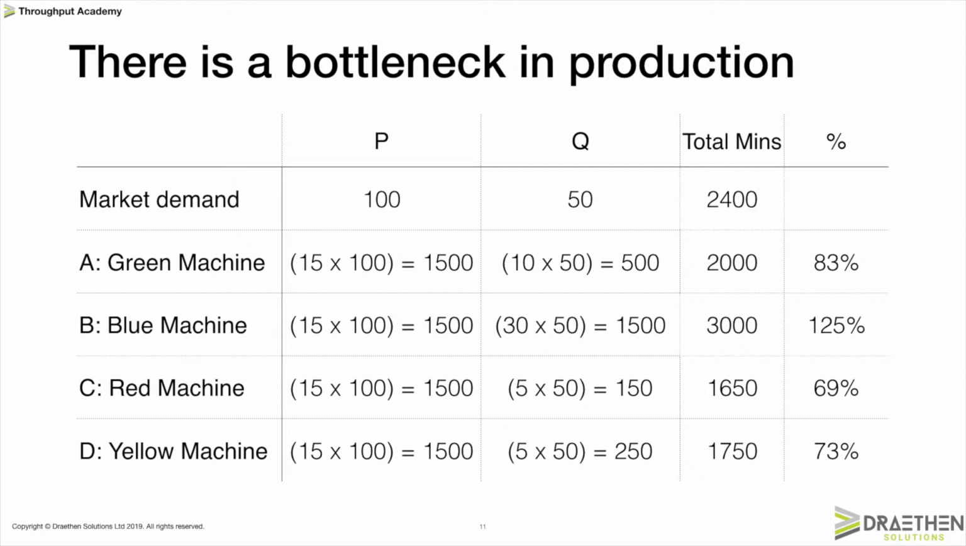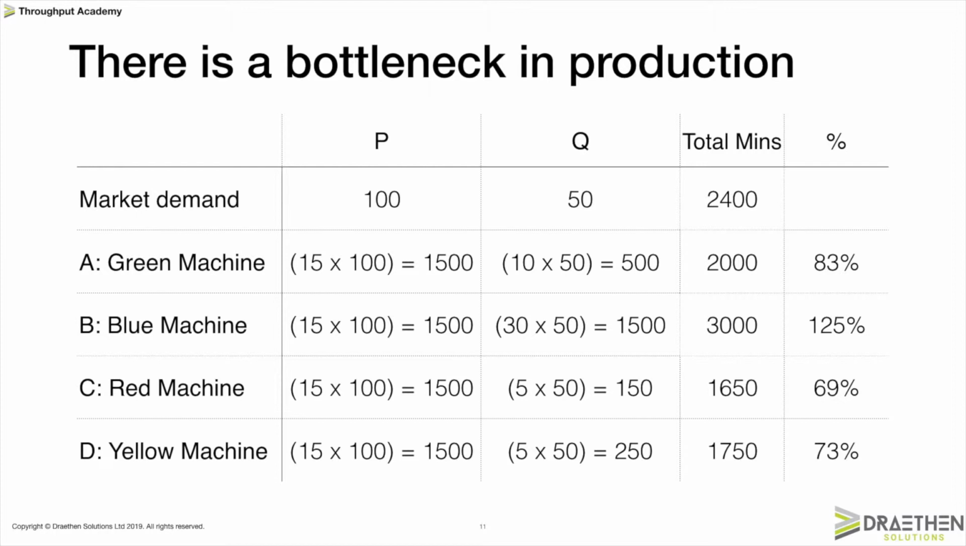Now we have in total 2,400 minutes in the week. That's 5 days, 8 hours per day, and of course 60 minutes per hour. So, if the load on the green machine equates to 2,000 minutes or 83% of the available capacity, we can safely say that it is able to produce all of the units that the market demands. But what about the blue machine?